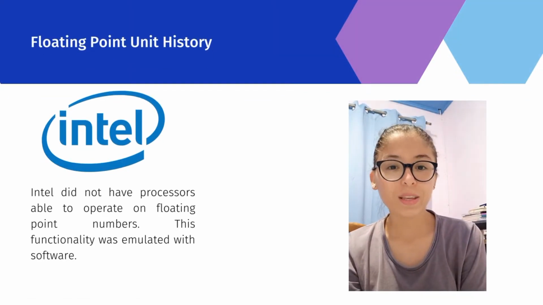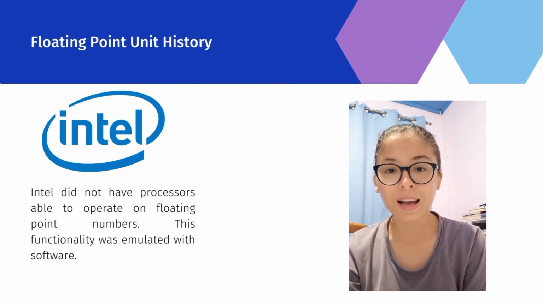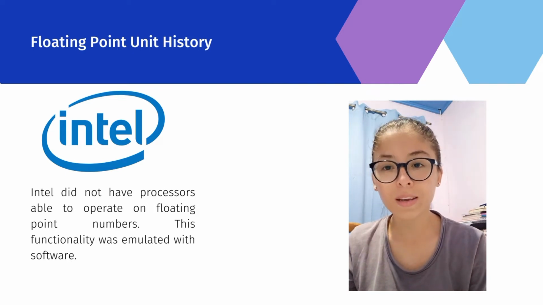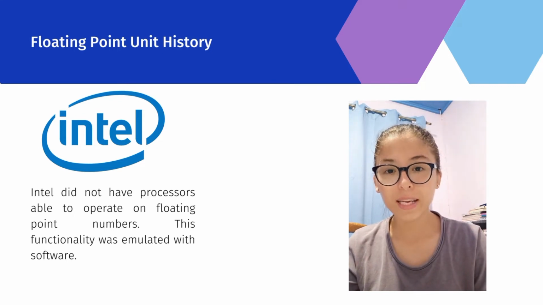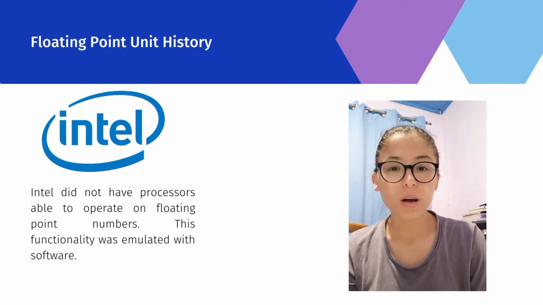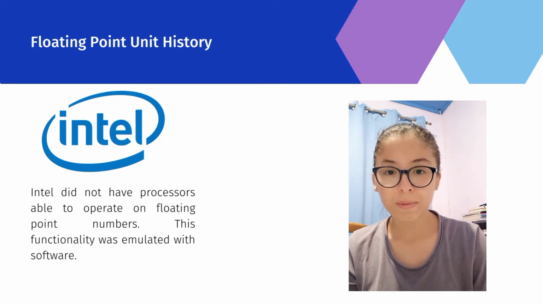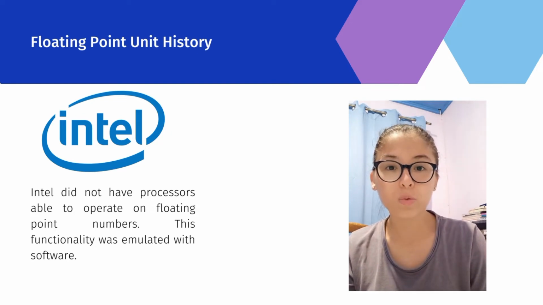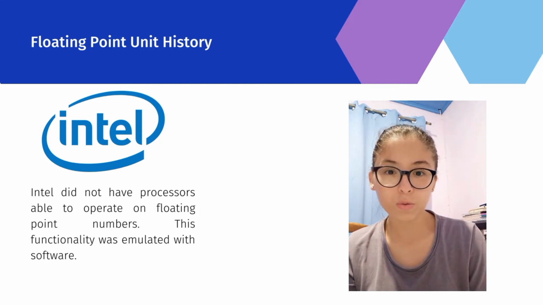About the history, we decided to focus the attention on Intel. At the beginning, Intel didn't have processors to operate with floating point numbers. So this functionality was emulated by software, but the process was too slow and required special abilities from the programmers. So Intel decided to implement this functionality with hardware, and the result of this decision was what we know as the floating point unit.